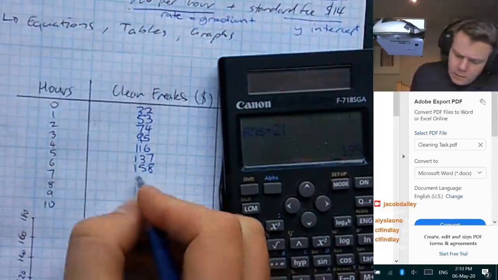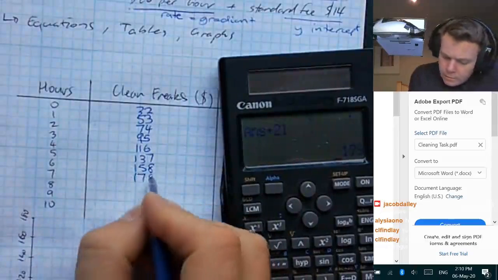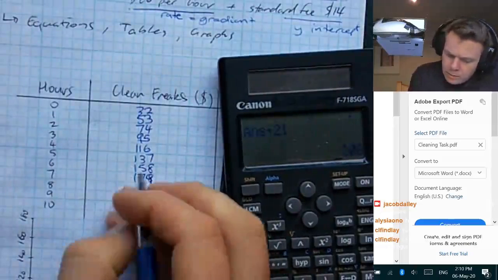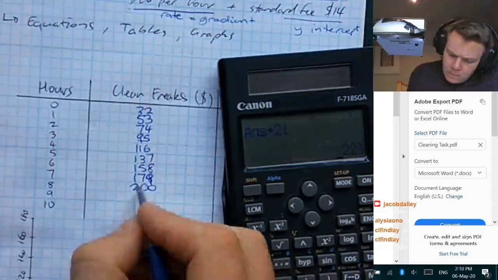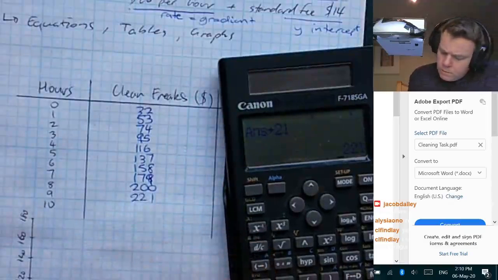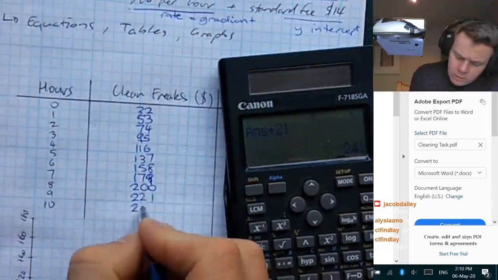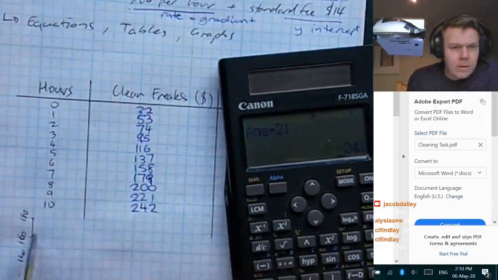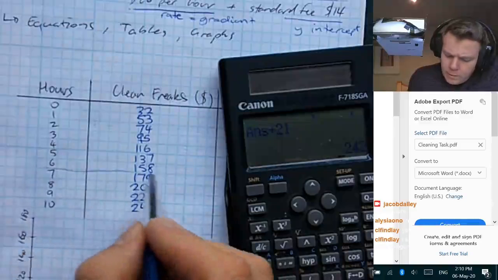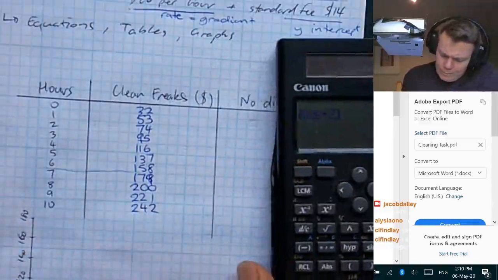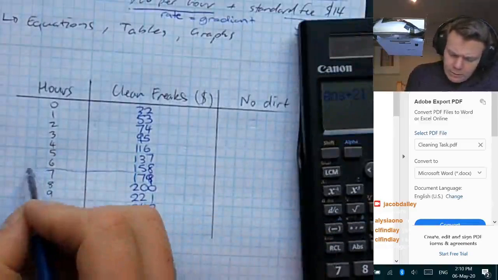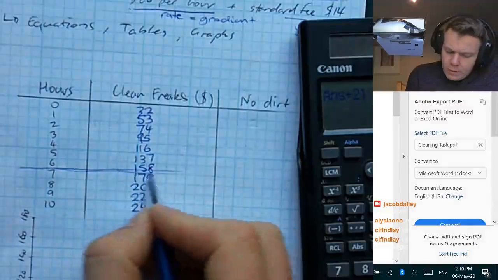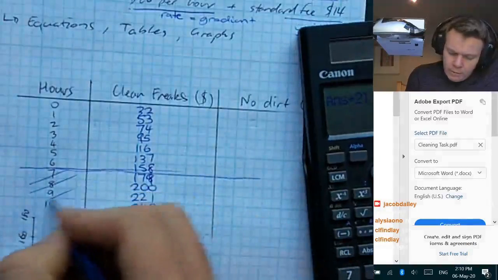95, 116, 137, 158, 179, 200, 221, 242. In fact, I only think I had to go up to here, because yeah, I'm only supposed to go up to 6 hours, so I'll just lock that off there.